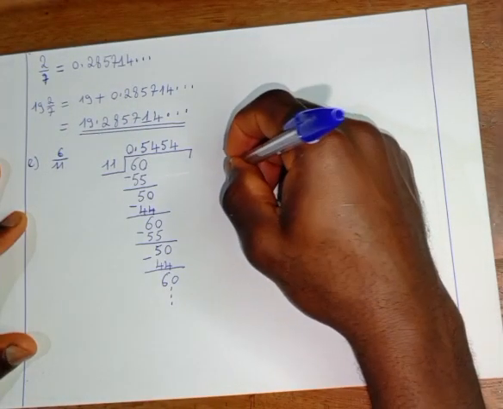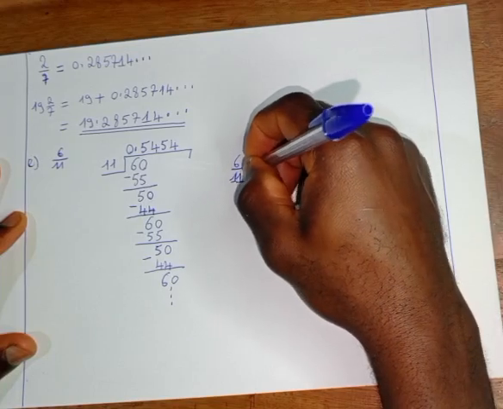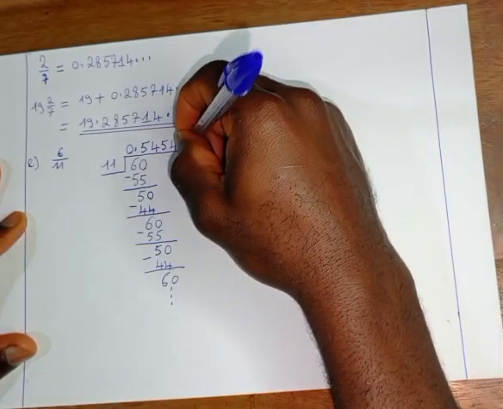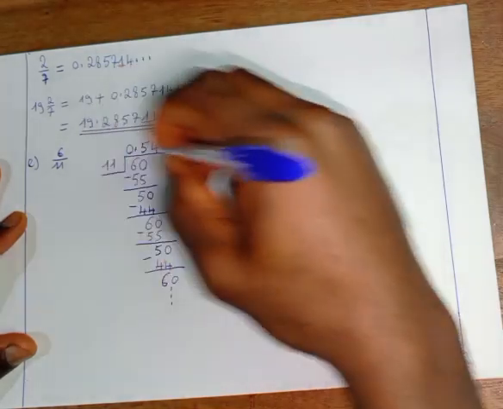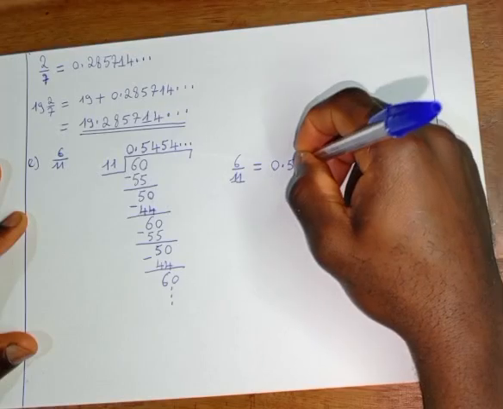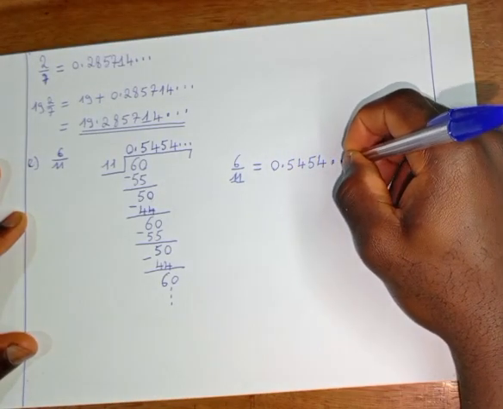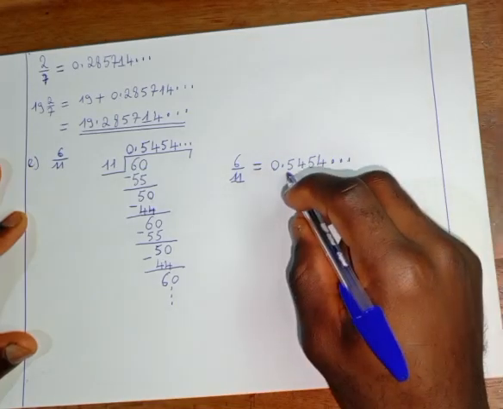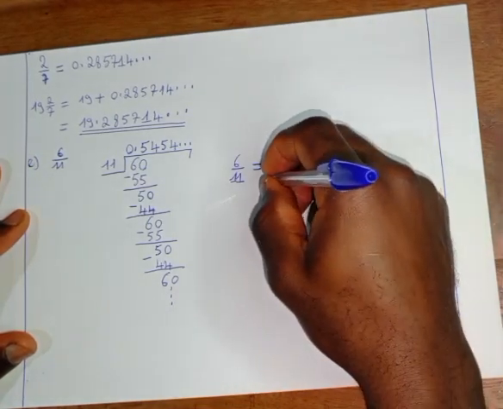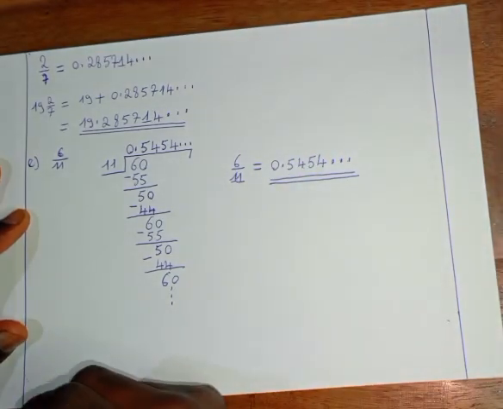Simply means 6 over 11 as a decimal number is equal to 0. I'll put the 3 dots here, because the repetition continues. 0.5454, 2 dots. In this case, you see that 545454 continues, repeats. This will be the result.